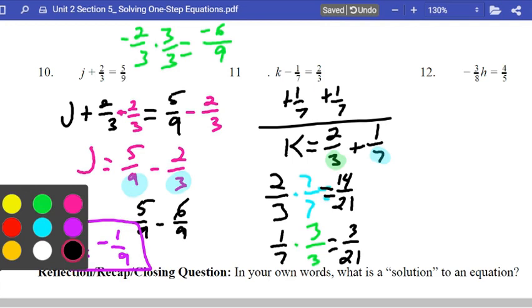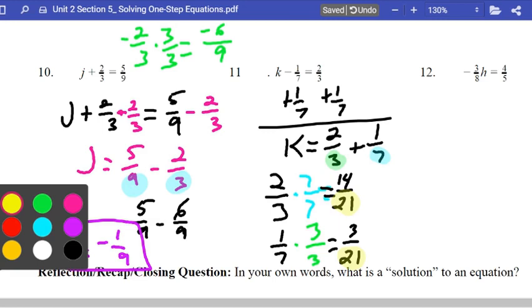Notice now, let's see, I can use yellow. Mark it up. They both have the same denominator. So I changed 2 over 3 to 14 over 21. I changed 1 over 7 to 3 over 21. They're still the same number. They've just grown on top and on bottom, but they're still the same ratio.